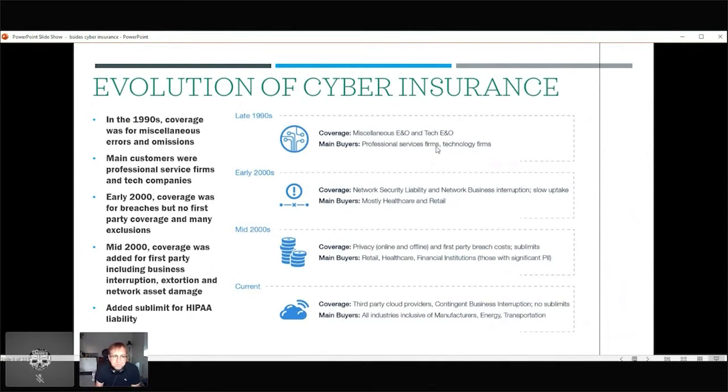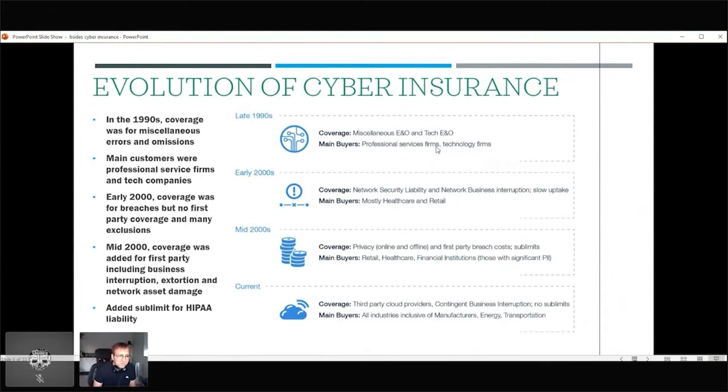Then we move to the mid 2000s. Coverage was added for first party, including business interruption, extortions, and network asset damage. There was also coverage for privacy online and offline, and more customers were buying it: retail, healthcare, and financial institutions, which, guess what, were holding significant personal information.